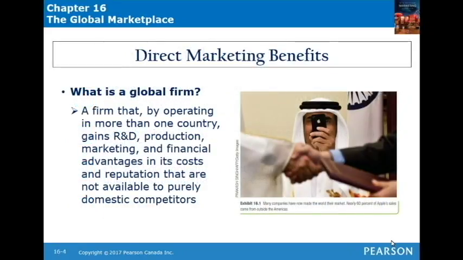Direct marketing benefits. What is a global firm? A firm that, by operating in more than one country, gains R&D (that's research and development), production, marketing, and financial advantages in its costs and reputation that are not available to purely domestic competitors. Exhibit 16.1. Many companies have now made the world their market. Nearly 60% of Apple's sales come from outside the Americas.